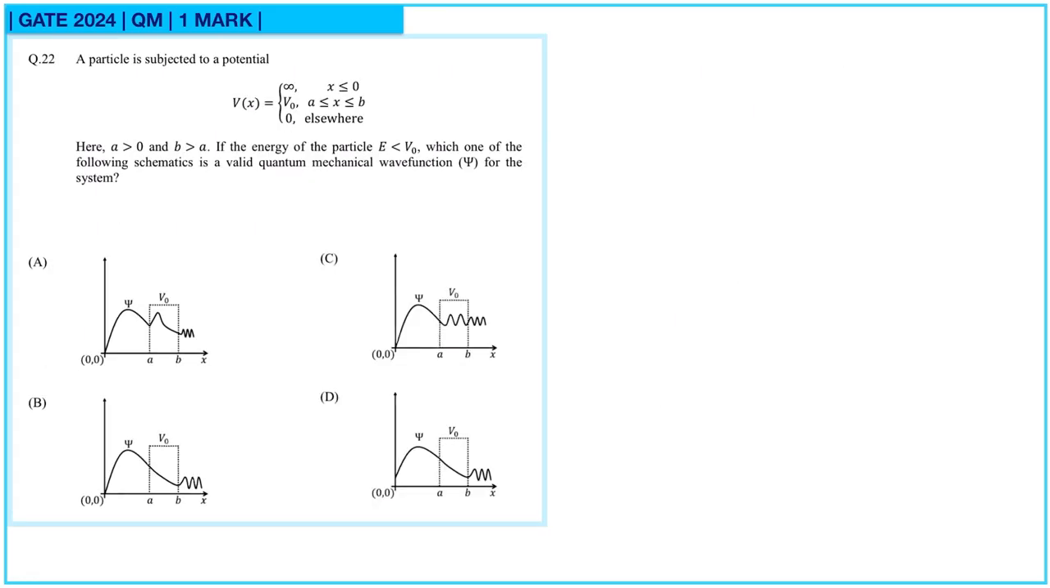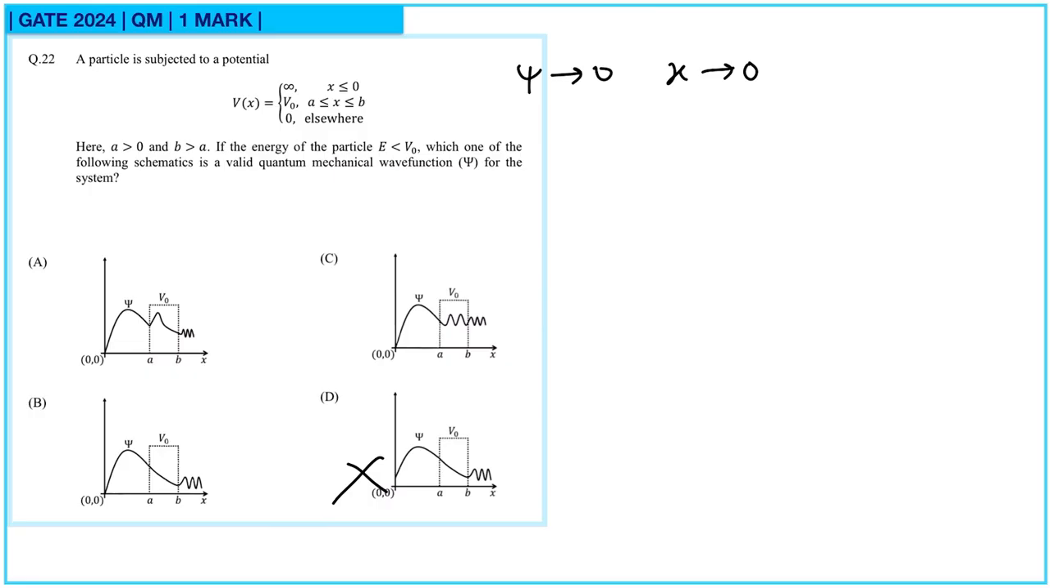Next question. The particle is subjected to a potential V of x. It is infinity when x is less than 0. So that means this wave function has to be equal to 0. So at x is equal to 0, it should be 0. So this option is wrong definitely. Next, V0 in range A to B and it is 0 for x greater than L.